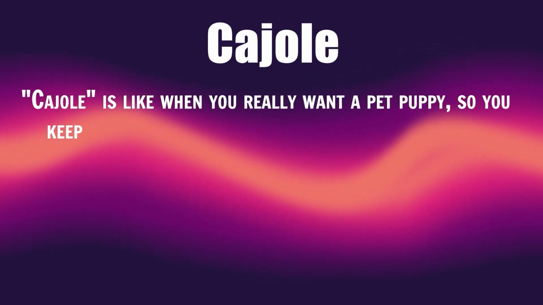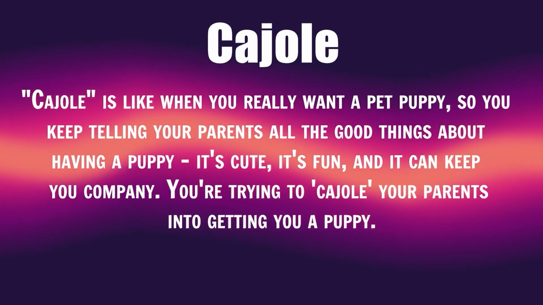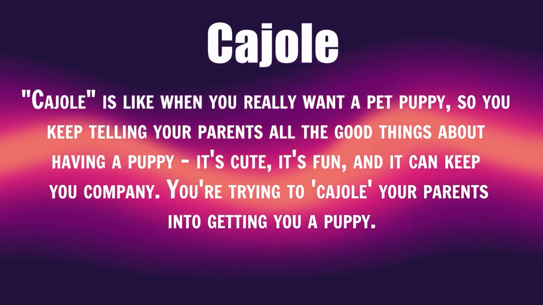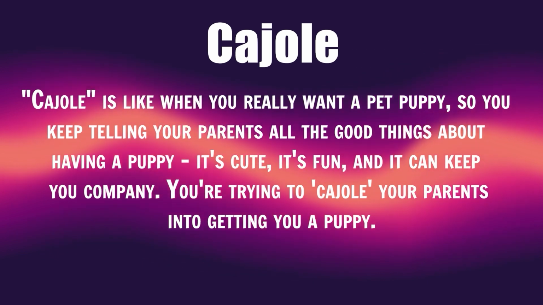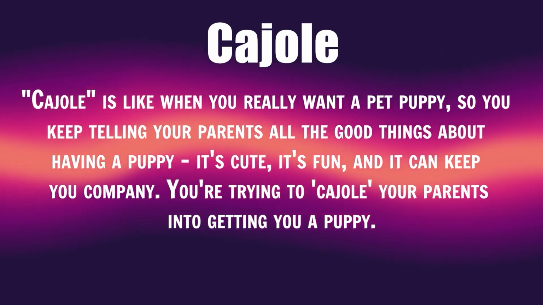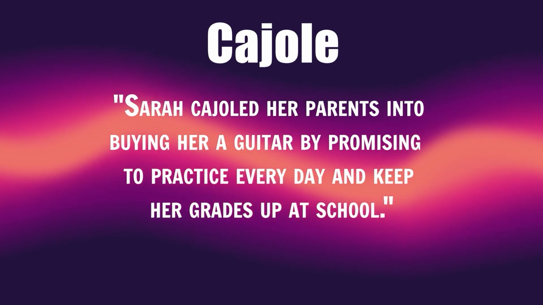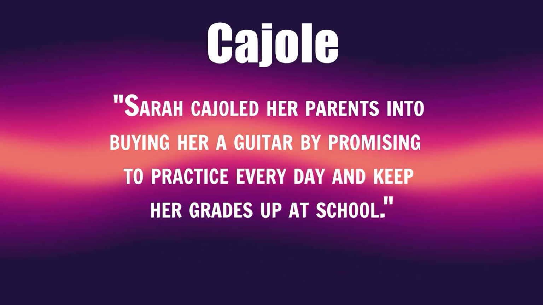Cajole. Cajole is like when you really want a pet puppy, so you keep telling your parents all the good things about having a puppy. It's cute, it's fun, and it can keep you company. You're trying to cajole your parents into getting you a puppy. Here's an example sentence. Sarah cajoled her parents into buying her a guitar by promising to practice every day and keep her grades up at school.